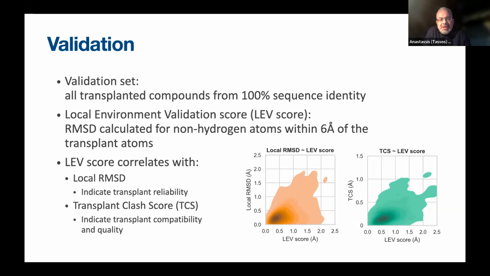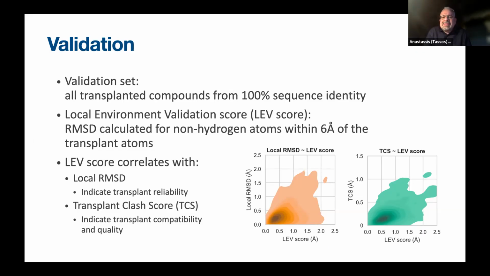A big issue there is validation, and how we are sure that we're doing a sensible job, of course. For that, we chose compounds transplanted from sequences with 100% identity, which means that although we put the compound in an AlphaFold model, the exact same structure has been determined experimentally for that domain. We defined a ligand validation score, the local environment validation score, the LEV score, which is the RMSD for non-hydrogen atoms in the neighborhood of the ligand. This is a score that we can only know when we know the correct, experimental answer.